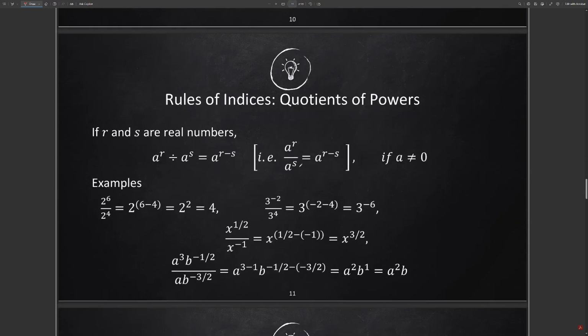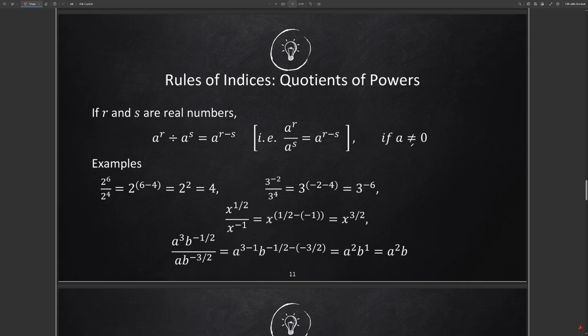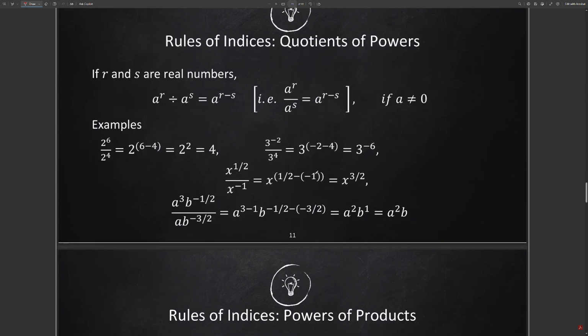Numerator minus denominator. If a is not equal to 0. And we don't want it to be equal to 0. And it won't be equal to 0 for this course, because we want a solution. So 2 to the power of 6 upon 2 to the power of 4 is 2 to the power of 6 minus 4.